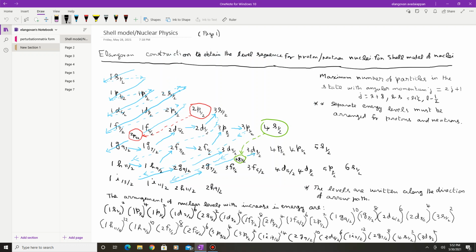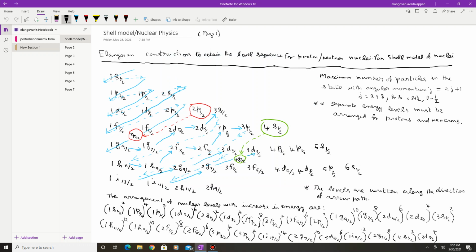In this lecture, we are going to find the angular momentum and the parity of a given nuclei. In order to find that, we have to know the energy level sequence of proton as well as neutron. It may be slightly difficult to remember the level sequence, so we have to use a method so that you can write down the level sequence for proton as well as neutron nuclei for the shell model.